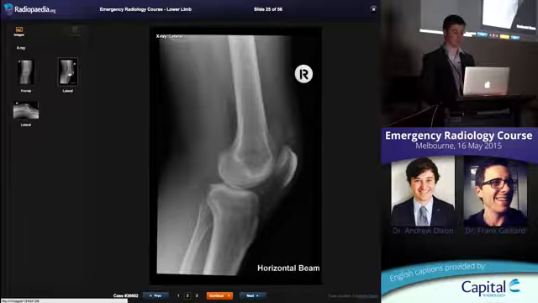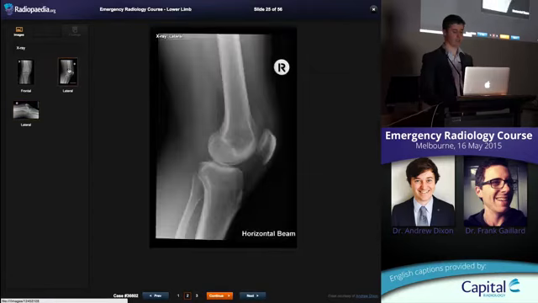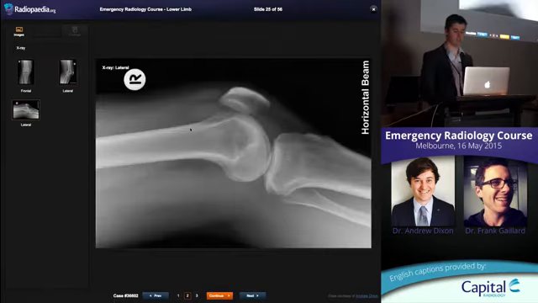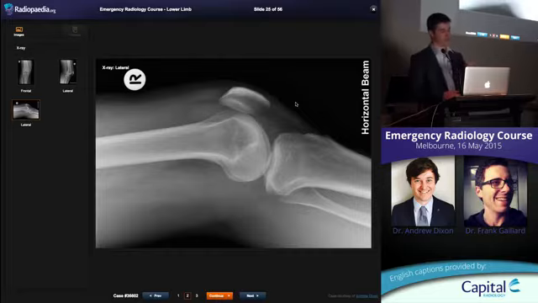On the horizontal beam lateral image, often they come across looking like this rather than like that, so I'll use that orientation. So this is an X-ray, and in all suspected knee injuries, the lateral image should be performed as a horizontal beam shoot through. So basically you're using gravity, this is down and this is up.